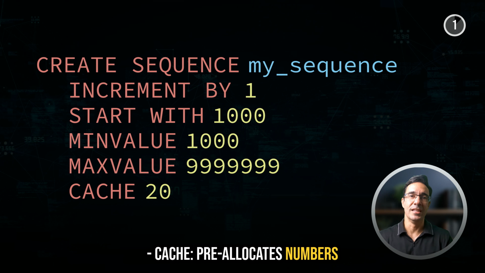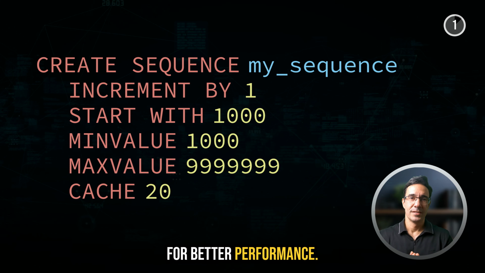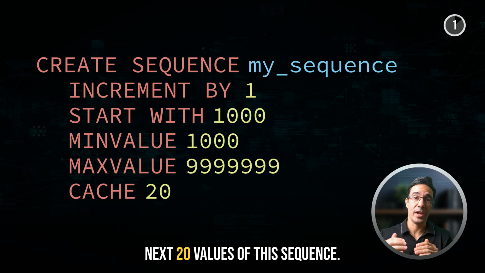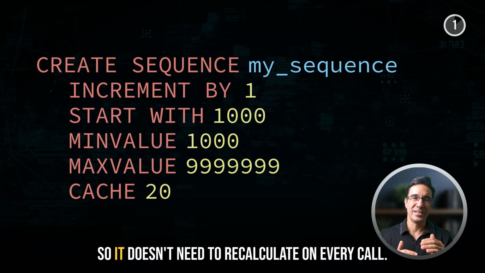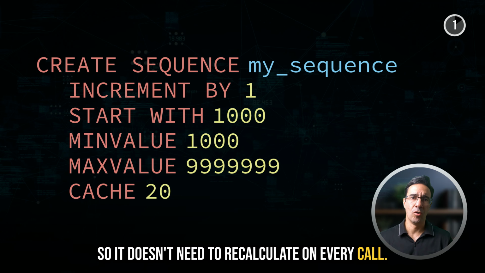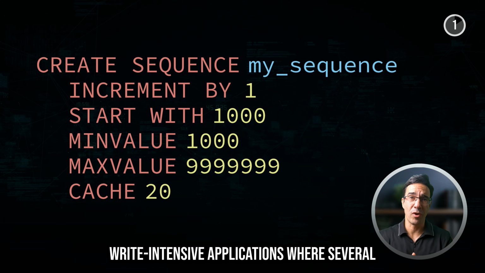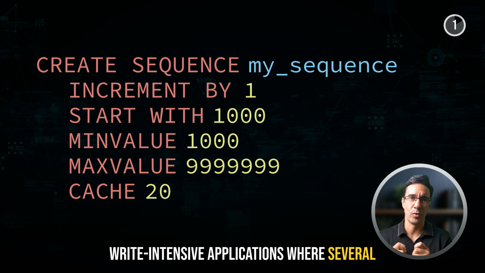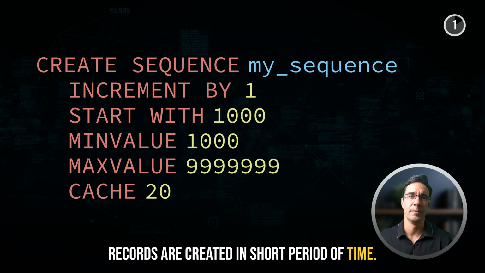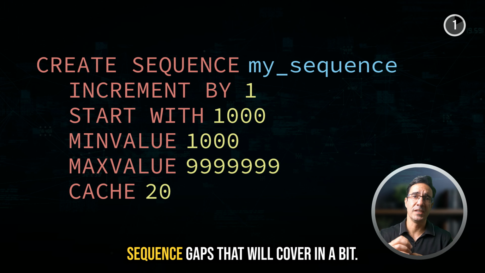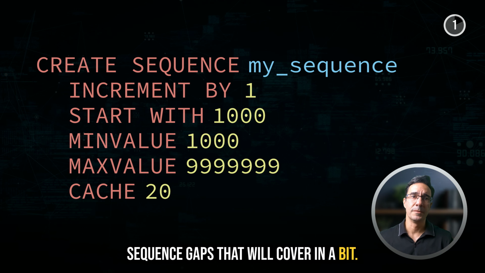Cache pre-allocates numbers for better performance. Something like 20, for example, will make Postgres cache the next 20 values of this sequence, so it doesn't need to recalculate on every call. Although it might seem simple, this can improve performance, especially for write-intensive applications where several records are created in a short period of time. The drawback of this approach, which is usually not a big deal, is sequence gaps that we'll cover in a bit.